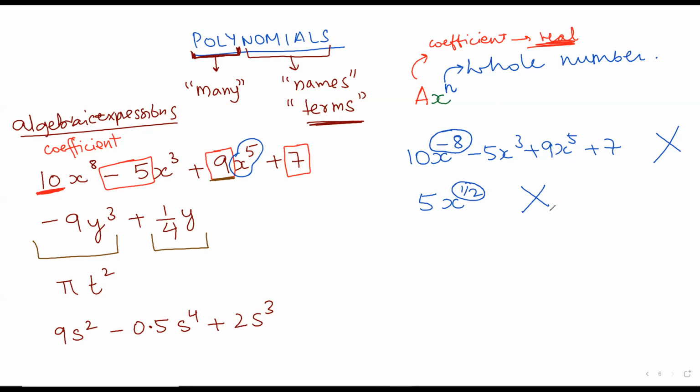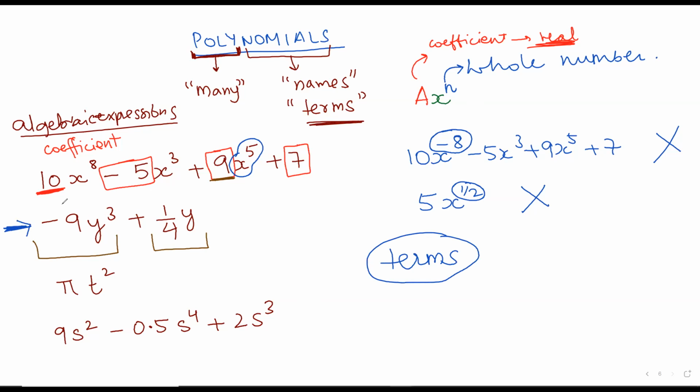So this is also not a polynomial. Okay, so basically, let's go to the unofficial definition of a polynomial. A polynomial is a sum of terms. All right, terms. And what are the terms? For example, take a look at this polynomial, okay?